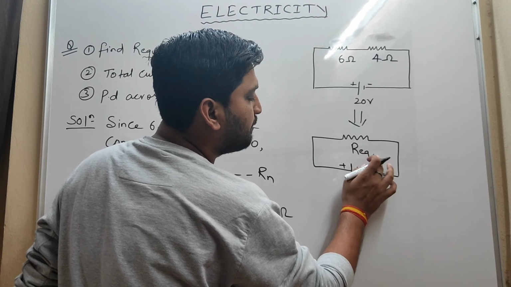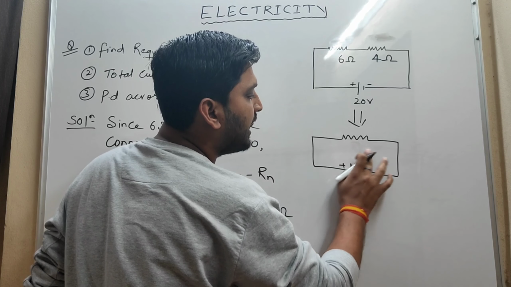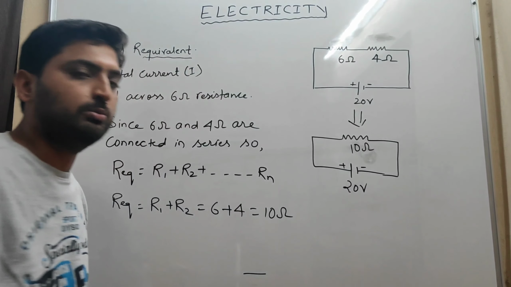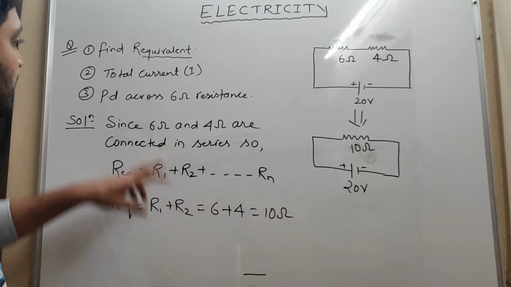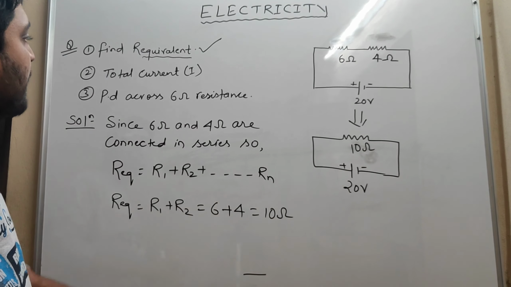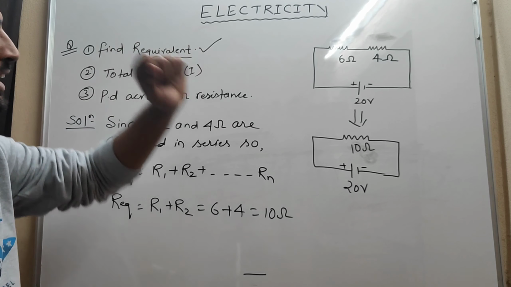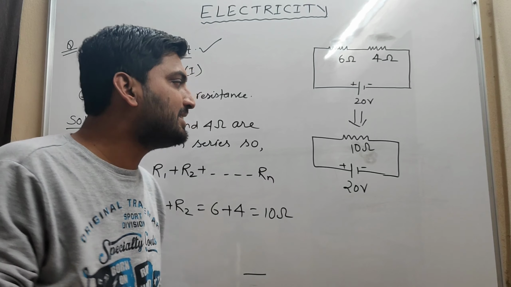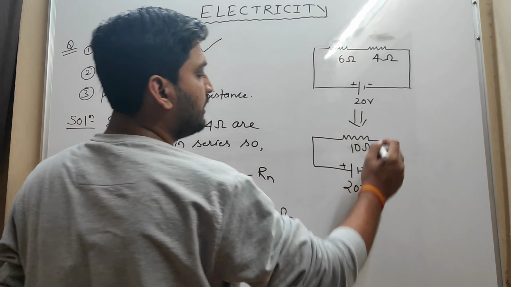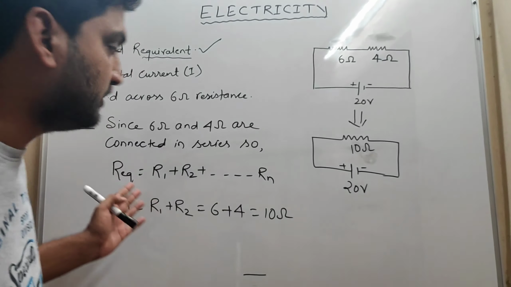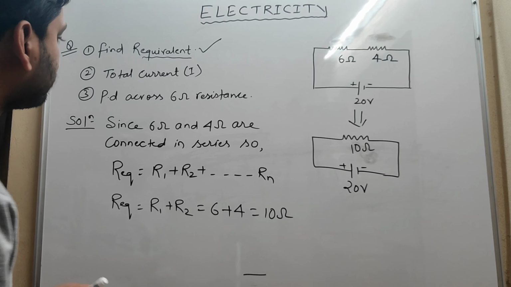It means we can replace this R equivalent by 10 ohm. Okay, so we have done this part 1. Now coming to part 2, we have to calculate the total current. From Ohm's law we know V is equal to IR. Let us take a screenshot. I am going to erase this.